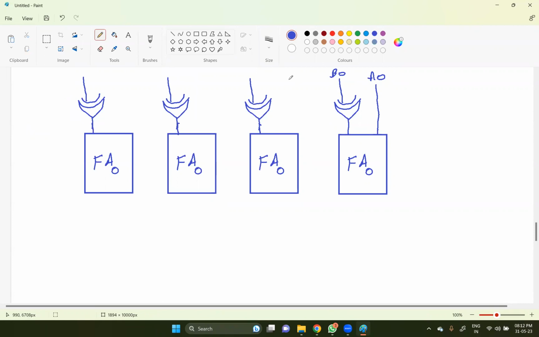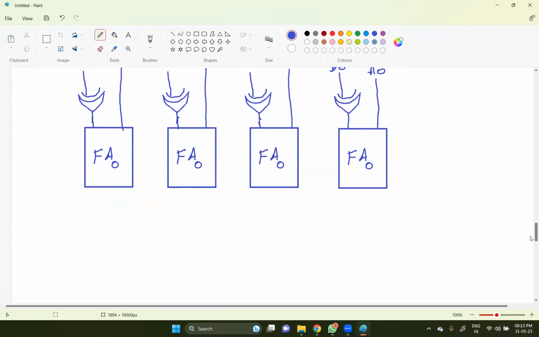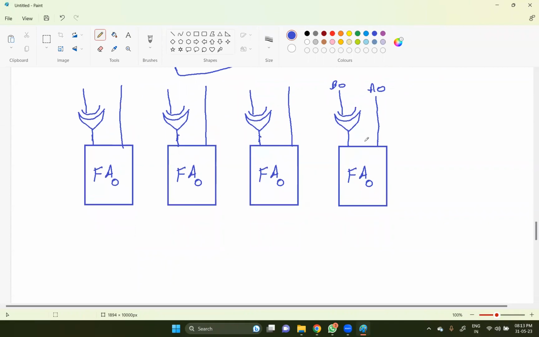So of course, A1, A2, and A3 will be the same here. Okay, so now look at this. How could this be converted? Here it is B1, here it is B1, here it is B2, and here it is B3, and this is A1, this is A2, and this is A3.